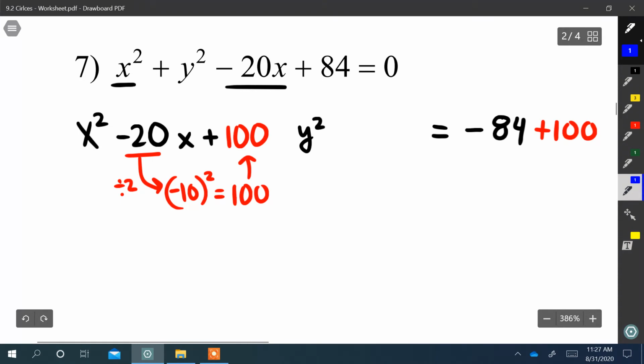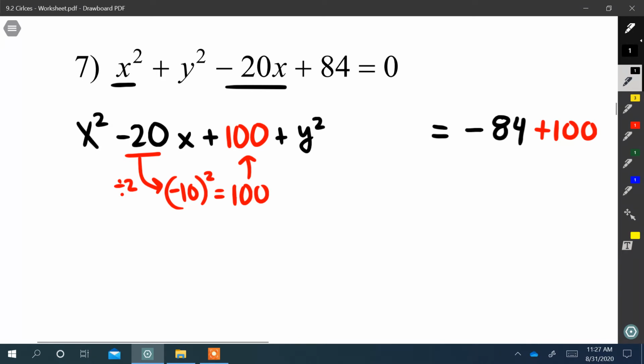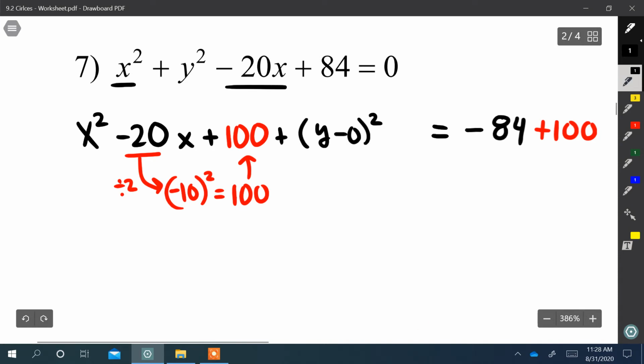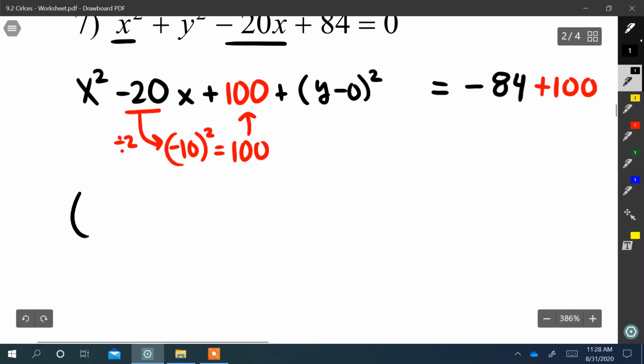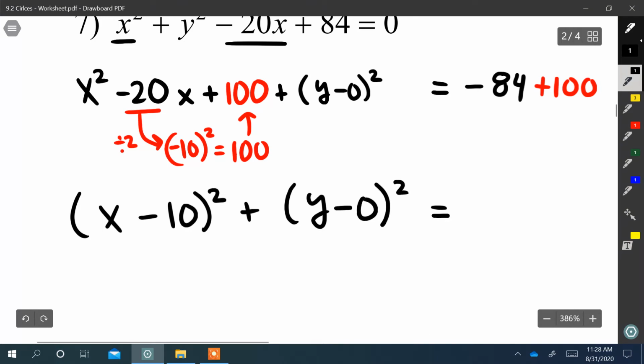Now in here, there's nothing really you have to do, but I do want you guys to see something. I'm going to erase that and put y minus 0 squared. That is really what you have. Okay? So now I'm going to have x minus 10 squared plus y minus 0 squared is equal to negative 84 plus 100, which is 16.